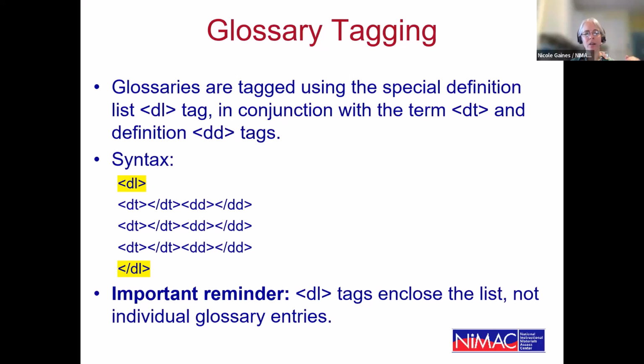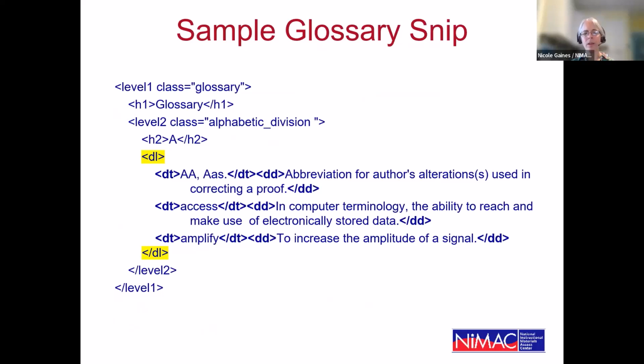You're going to have your DL that wraps the different terms and definitions in your list. One of the things that we commonly see, and I'm not really sure why, is glossaries where there's a DL tag wrapping every glossary item, and that's not what we want. I will note that in terms of Braille production, it's really helpful to have the tagging correct for glossaries, because there's a special way that they're handled in Braille, and having this tagged in the right way is really beneficial for that.